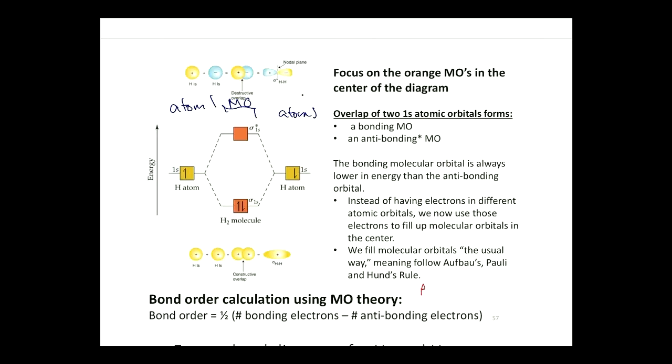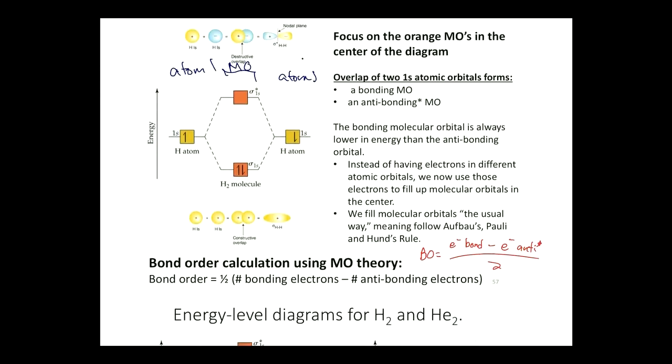Our new bond order calculation is specific for molecular orbitals, where we count the number of electrons in bonding orbitals minus electrons in antibonding orbitals, divided by 2. This is our new calculation. It's only used for MO theory. So in diatomic hydrogen, how many electrons are in bonding orbitals? 2, right? 2 of them are in sigma 1s. How many electrons are in antibonding? 0. Okay, so 2 minus 0 over 2 is 1. So that means the bond order in diatomic hydrogen, according to MO theory, is 1.